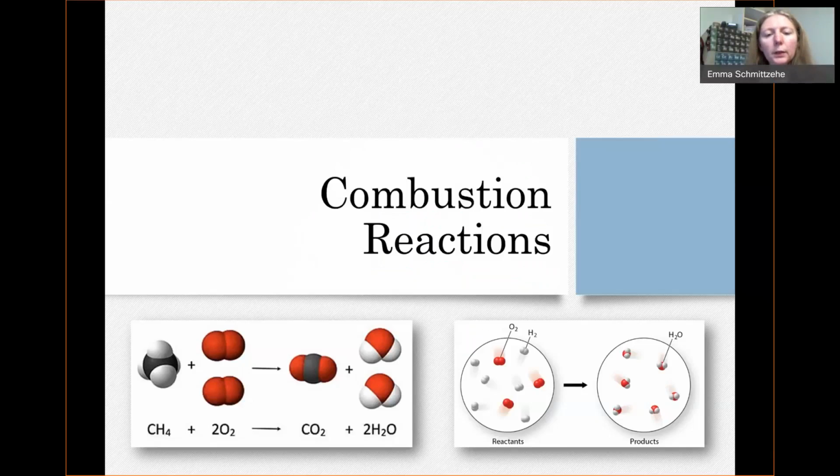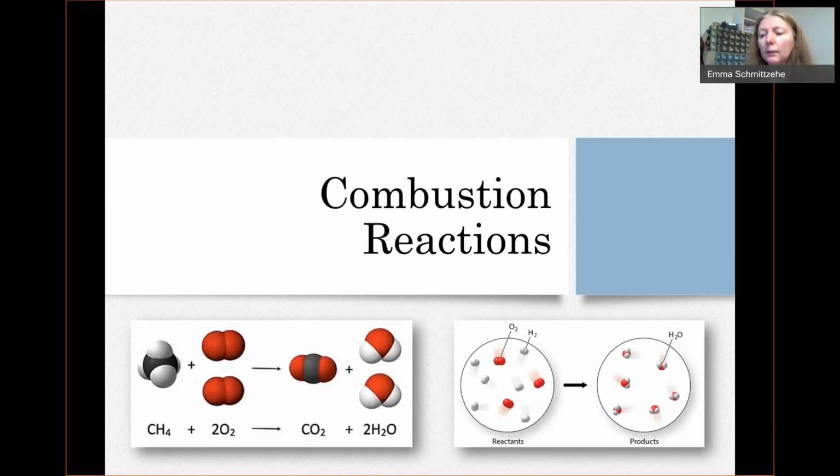Okay, I'm going to do a quick introduction on combustion reactions. Now, I've got a few images here of combustion reactions. So when you have methane, or CH4, and it reacts with oxygen gas, forming CO2 and H2O, that would be a combustion reaction. And also if you had the reaction between hydrogen and oxygen gas forming water, that's a combustion reaction.